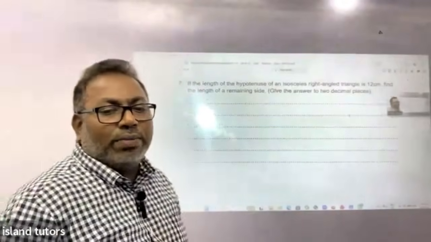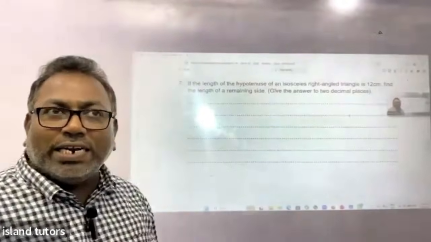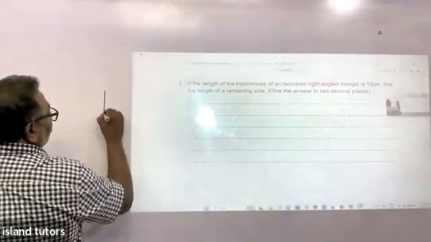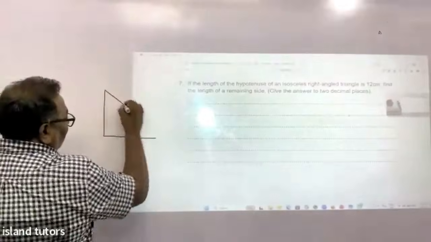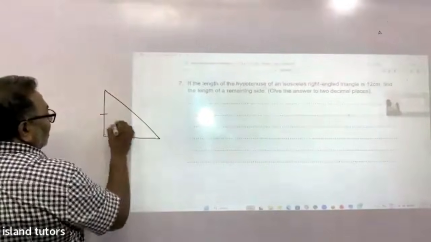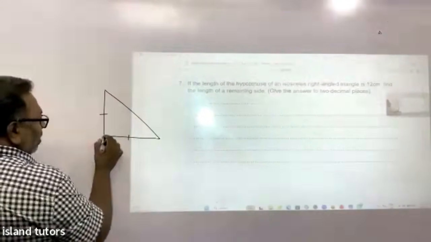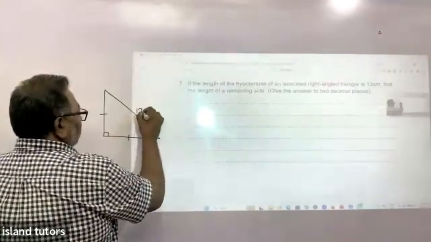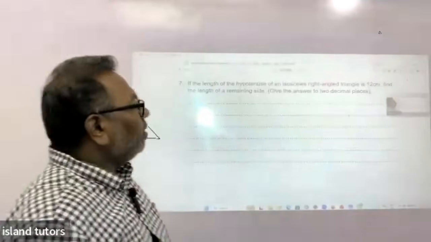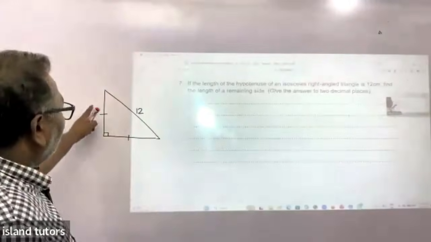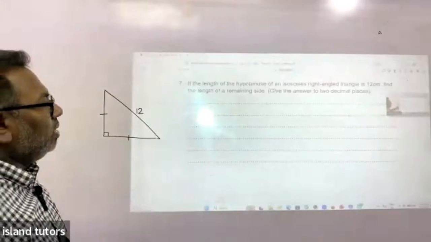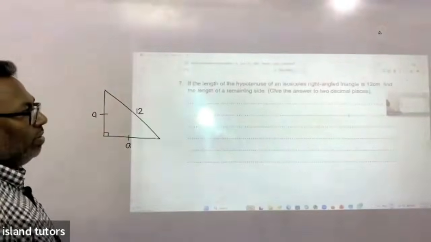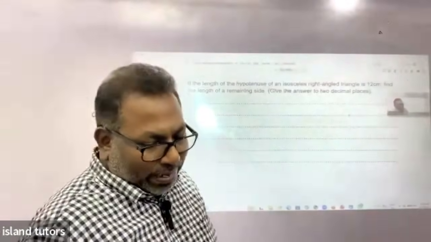If the length of the hypotenuse of an isosceles right angle triangle is 12 centimeters. So they are giving you an isosceles right angle triangle. What is an isosceles right angle triangle? Two sides equal. The hypotenuse is 12. Find the length of the remaining side. So they are asking you to find these two sides. We'll take this as A, we'll take this as A. Give the answer to 2 decimal places.